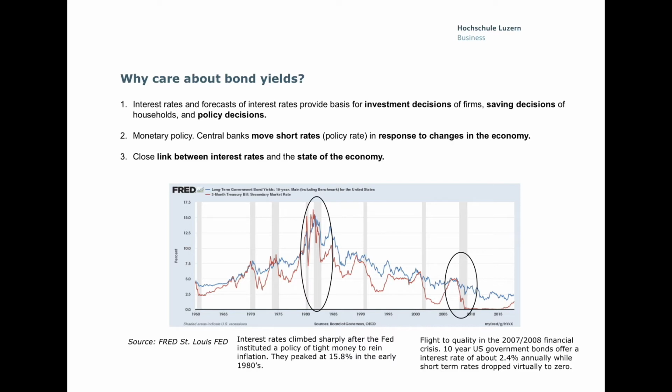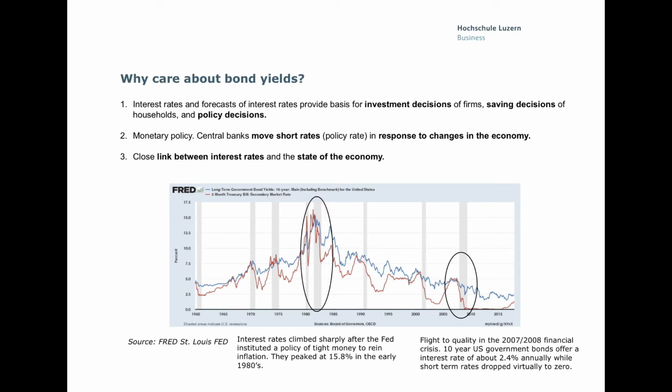Finally, it is important to note that there is a close link between interest rates and the state of the economy. Let's illustrate this by having a look at empirical data. In the early 1980s, interest rates in the US economy climbed sharply after the Fed instituted a policy of tight money to rein in inflation and peaked at 15.8%.